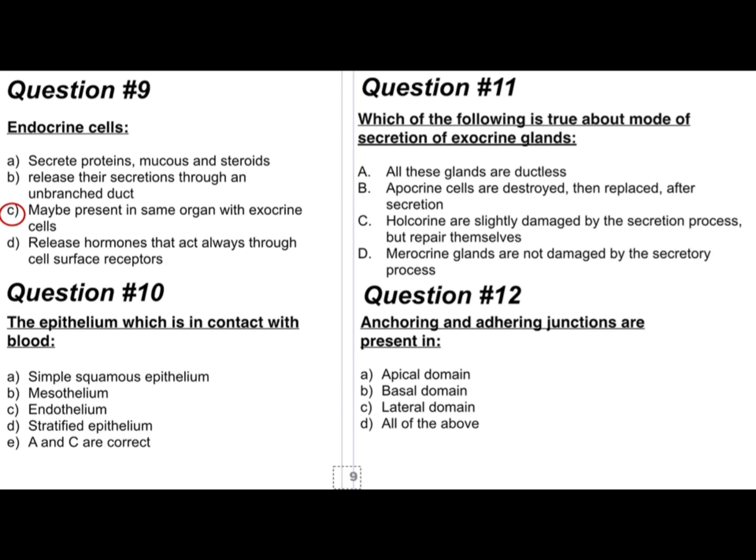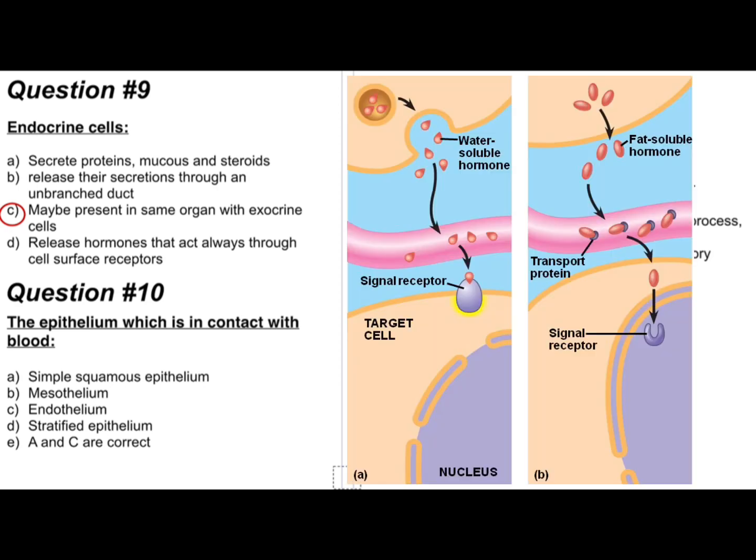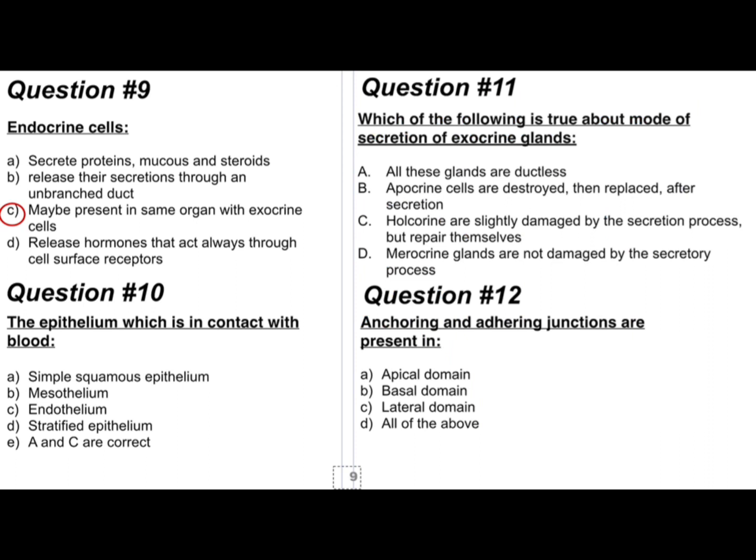Okay, option D, release hormone that acts always through cell surface receptor. This is wrong because, as we know, the product of endocrine cells is hormone, and depending on the nature of the hormone, if it is lipophilic, it can cross the membrane and act on an intracellular receptor, but if it is lipophobic or hydrophilic, it will act on cell surface receptors.